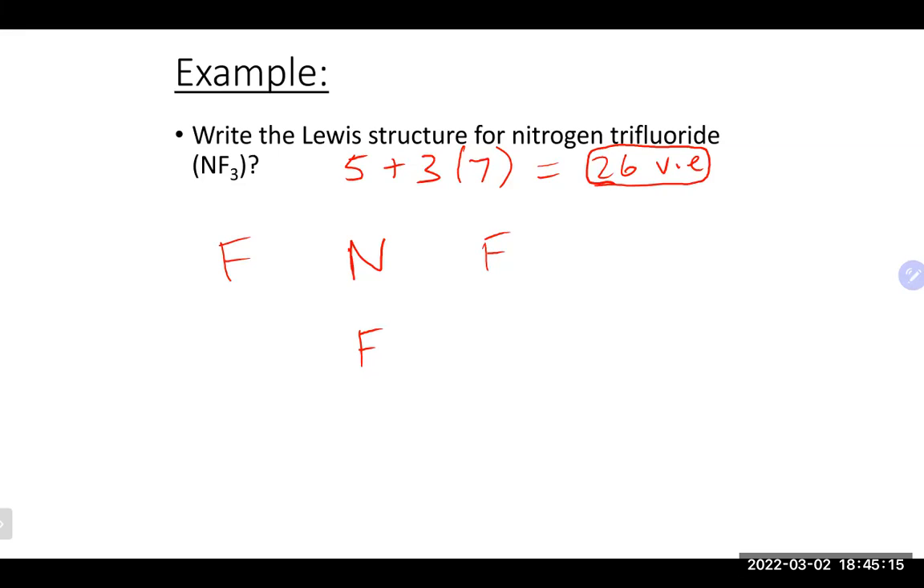I got my logical arrangement. I got my total number of valence electrons. We're going to make a single bond to each of the outside atoms in this case. That has now used how many electrons?